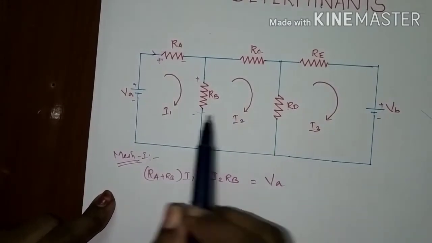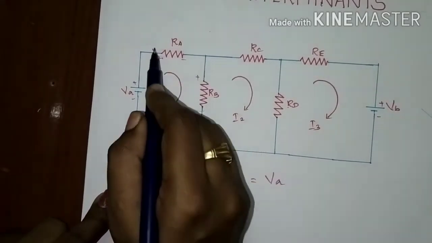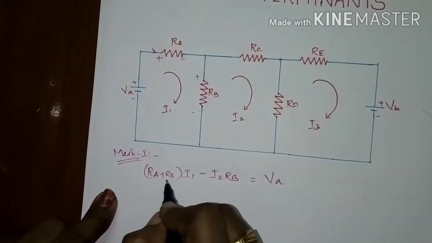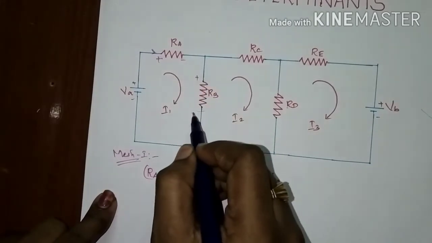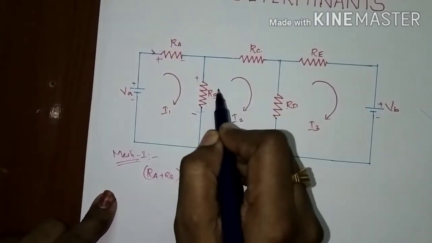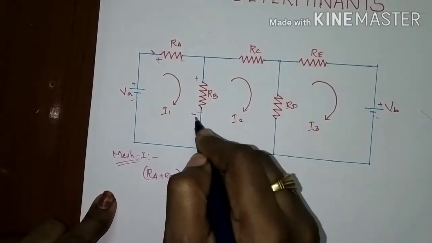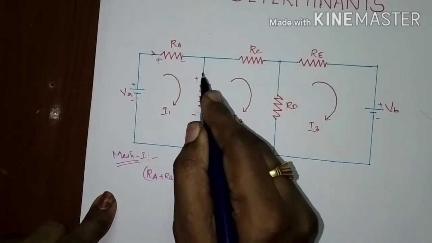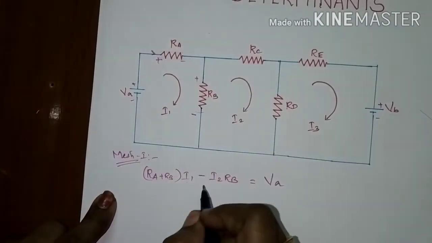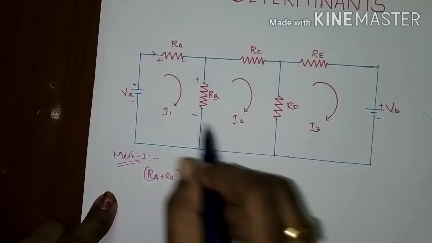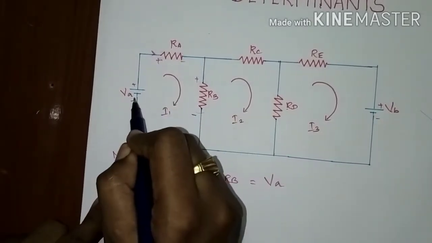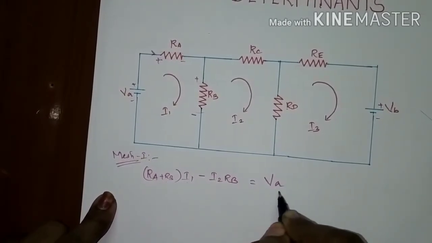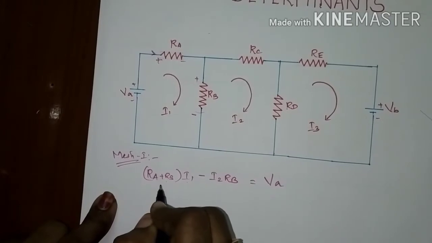I'll say again that the I1 current enters RA and also flows through RB, which produces a potential drop of RA plus RB into I1. It enters the positive terminal and leaves the negative terminal. But due to the current I2, this RB is common to both the meshes. This I2 enters the negative and leaves the positive terminal, which is opposite to the potential drop. So it is a potential rise. So minus of I2 into RB is equal to VA, the energy source. Here the current enters the negative and leaves the positive, so VA is positive. It is a potential rise on this side and a potential drop on this side.